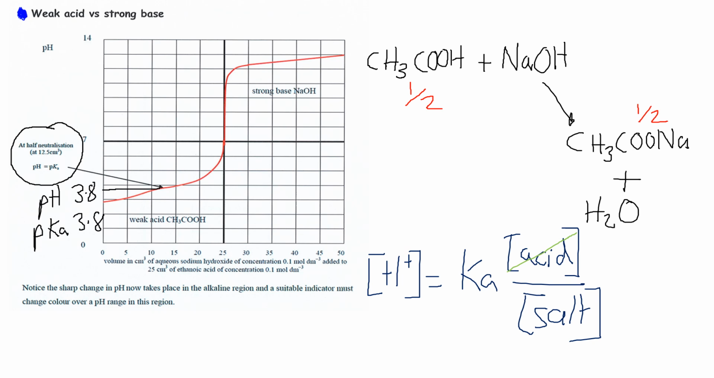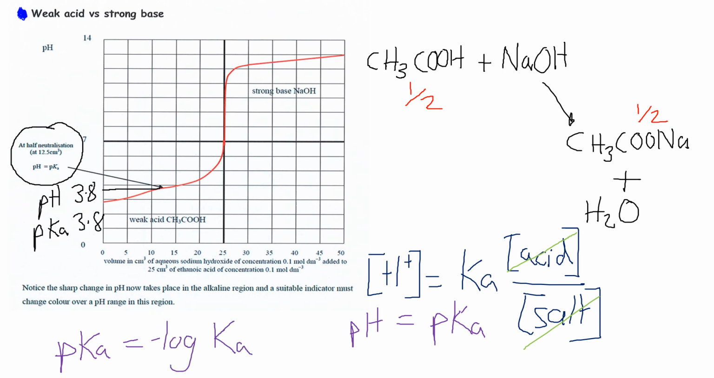So if they're the same, these numbers here just cancel down. And what you're saying then is the concentration of H+ equals Ka. Well, pH is minus log of H+, so we can say that pH is equal to pKa. And the reason is that pKa is simply minus log of Ka. So when you get to this half equivalence point, the concentration of the acid and the salt is the same. Therefore they cancel out, and therefore H+ equals Ka or pH equals pKa.